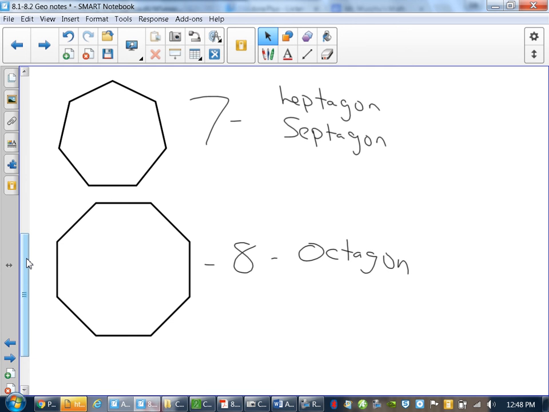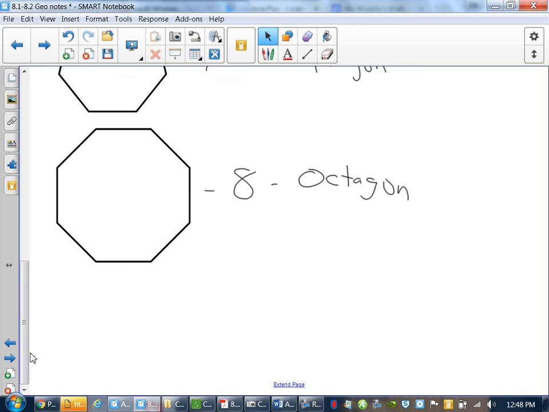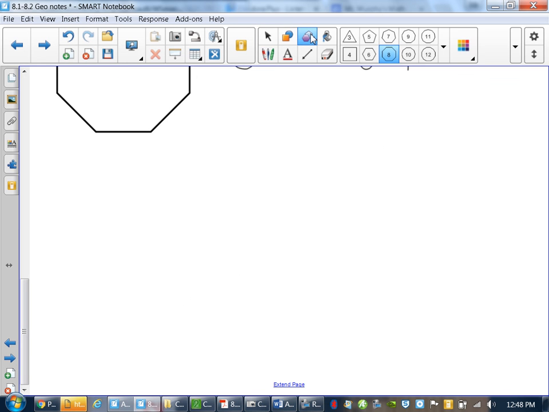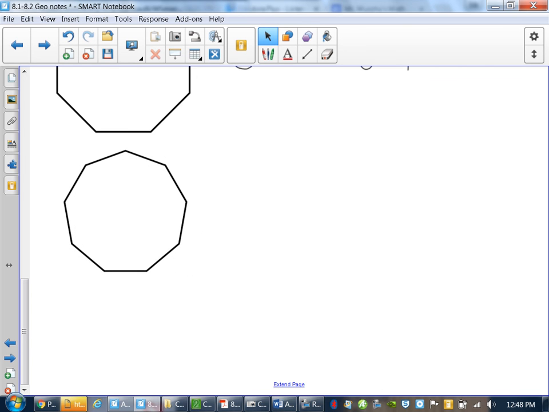Now it's not going to be a circle. Don't worry about trying to draw these things. Just know that it has that many sides. A nonagon has nine sides.